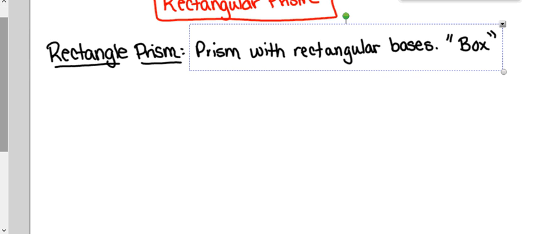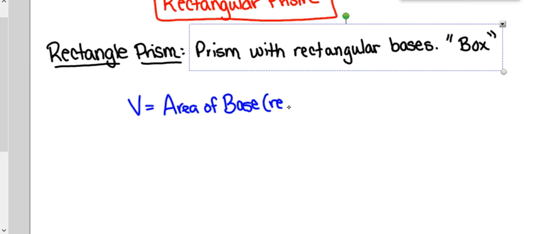Now, the formula for finding volume, and remember volume is the amount of space inside something. The formula for finding the volume of a rectangular prism is going to be exactly the same as the formula for finding the volume of our triangular prism. We're going to do area of the base. And remember that in this instance, our bases are rectangles times the height.